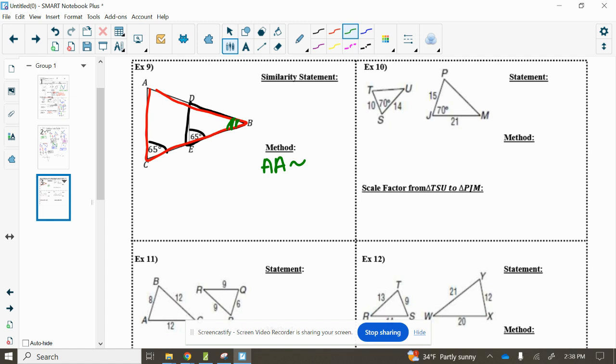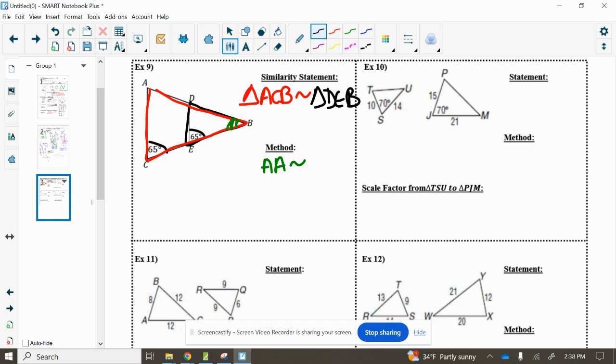And then again, the triangles that are similar, we have the big triangle, ACB, that's going to be similar to that smaller triangle on the inside, DEB. Again, lining up those corresponding sides and angles.